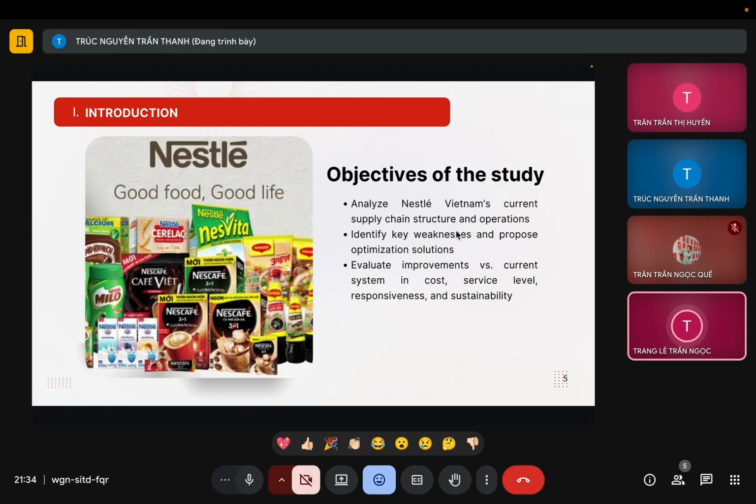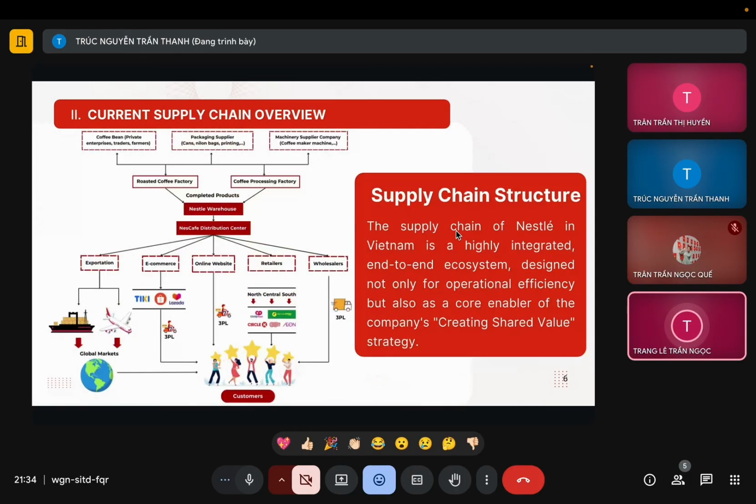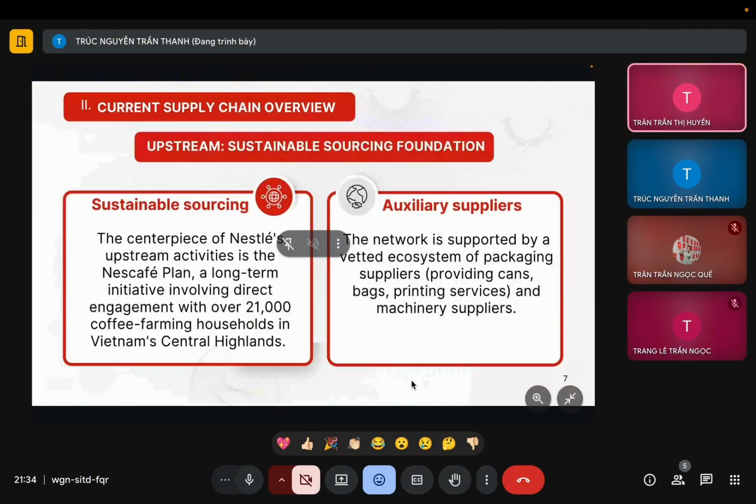Next one is the objective of the study, as can be shown on the slide. So this is our current supply chain overview, and this is the diagram of the supply chain of Nestlé. The supply chain of Nestlé in Vietnam is a highly integrated design, not only for efficiency but also a core enabler to the company's creating shared value strategy. So let's break down this supply chain.